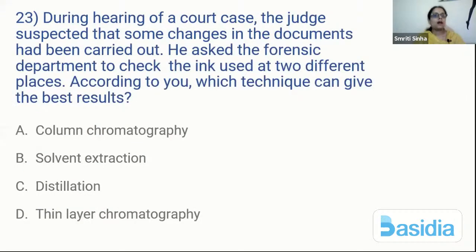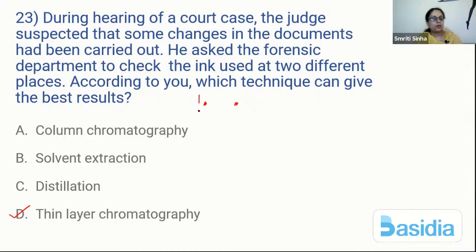Next, during a hearing of a court case, the judge suspected that some changes in the document had been carried out. He asked the forensic department to check the ink used at two different places. According to you, which technique can give the best results? So the judge wants to know whether the two inks used at two different places are the same or different. For this, which technique can you use? The best technique is thin layer chromatography.